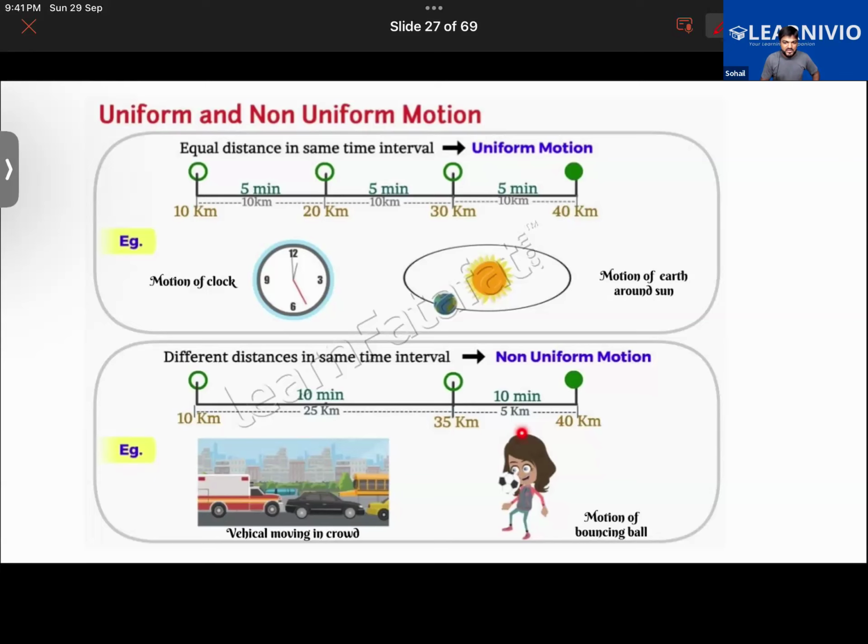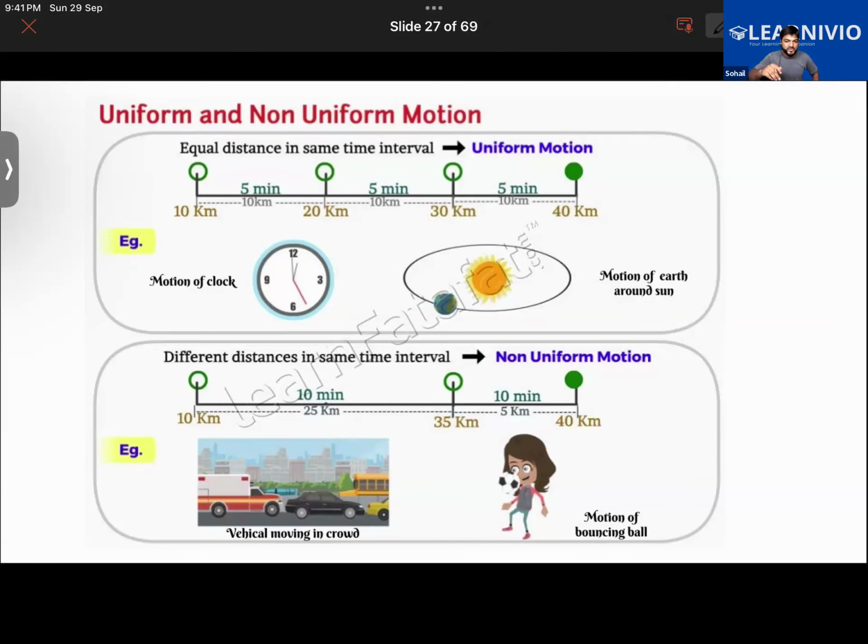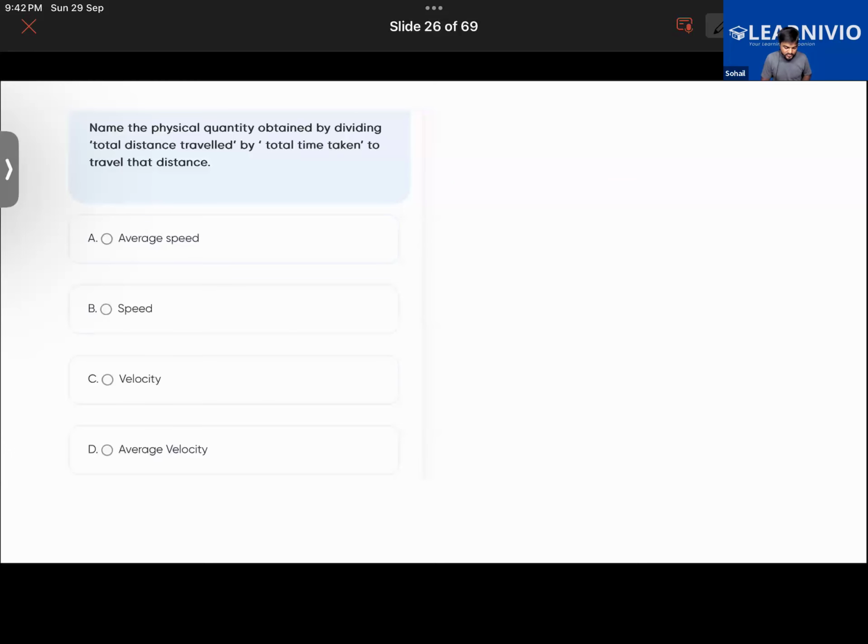Or for example, take the example of the motion of this bouncing ball. How much movement is it going to do? The first time it is going to jump, it will be covering the highest distance. It will jump highest. Next time it will jump to this height. Next time it will be jumping to this height. So that is again a non-uniform motion. Every time it is jumping to a different height. So that is again a non-uniform motion.